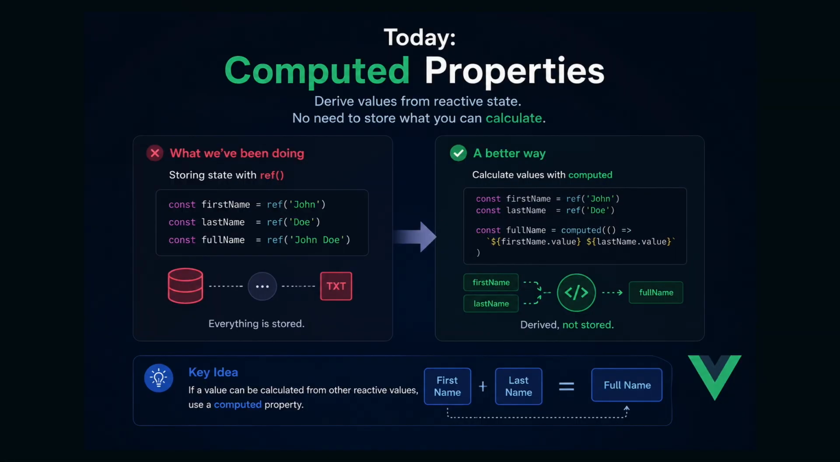In this episode, we're going to learn about computed properties. Up to this point, we've been storing our application's state using ref. But not every value in our application actually needs to be stored. Sometimes a value can be calculated from other reactive values instead. That's exactly what computed properties are designed for.